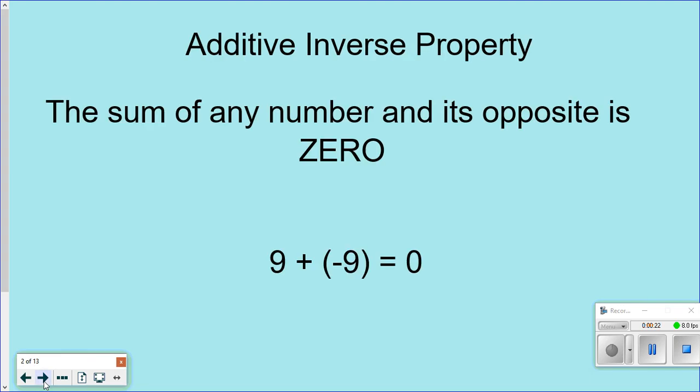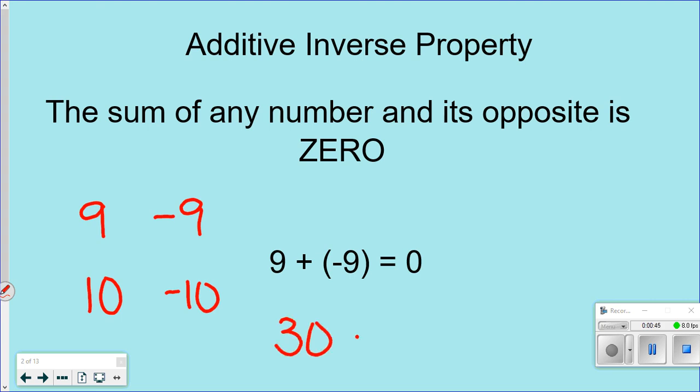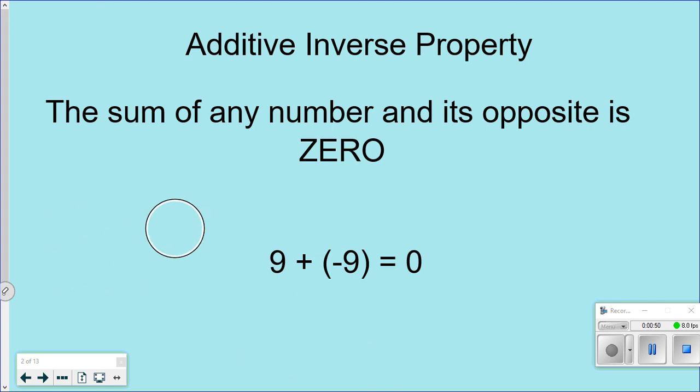So the first definition I have for you is additive inverse property. This is when you add two numbers together and it's opposite. So a number and its opposite, and it's always 0. Last year we talked about opposites, and opposites are a number, like a whole number, and its opposite would be like a -9. Or a whole number and its opposite would be 10 and -10. A whole number and its opposite would be 30 and -30. So anytime you add a number and its opposite, the answer is always going to be 0. It's just one of the properties that we talk about when we are adding and subtracting integers.